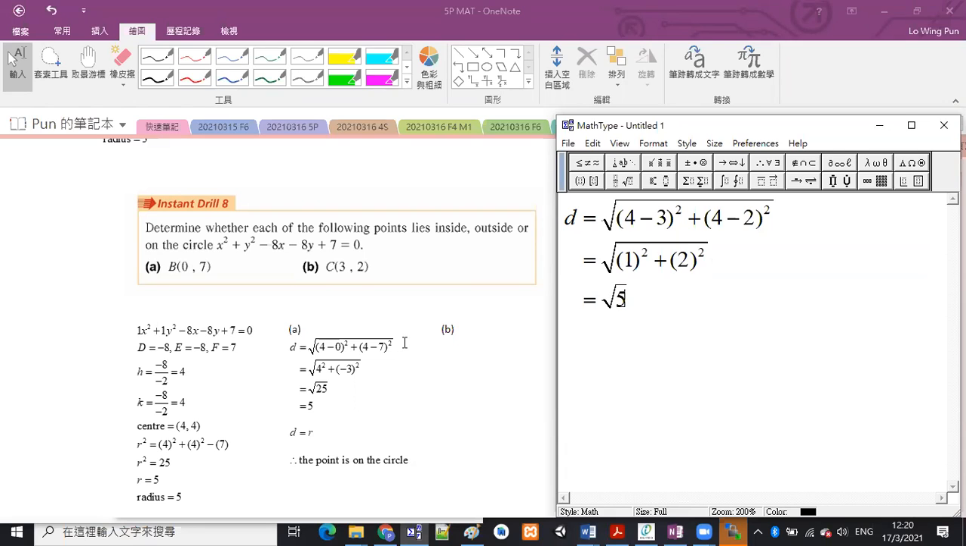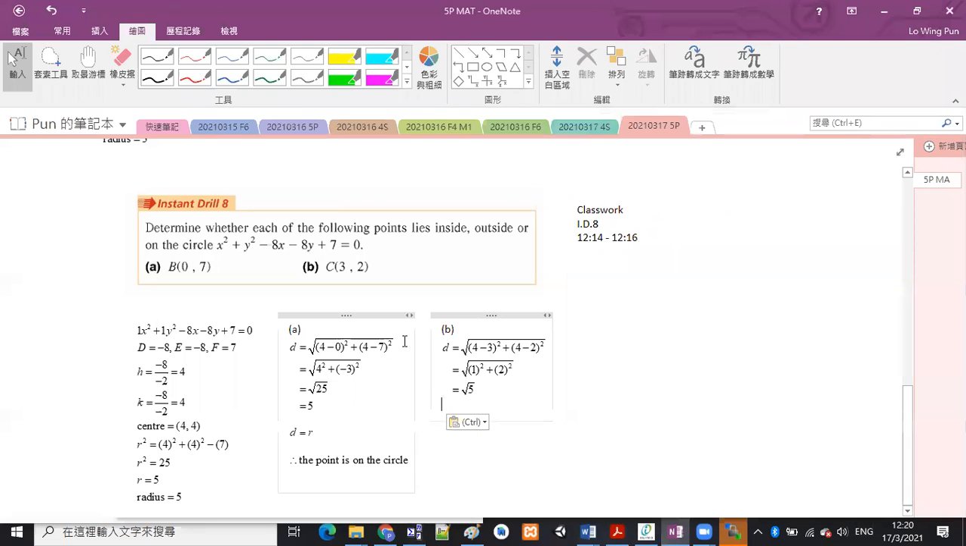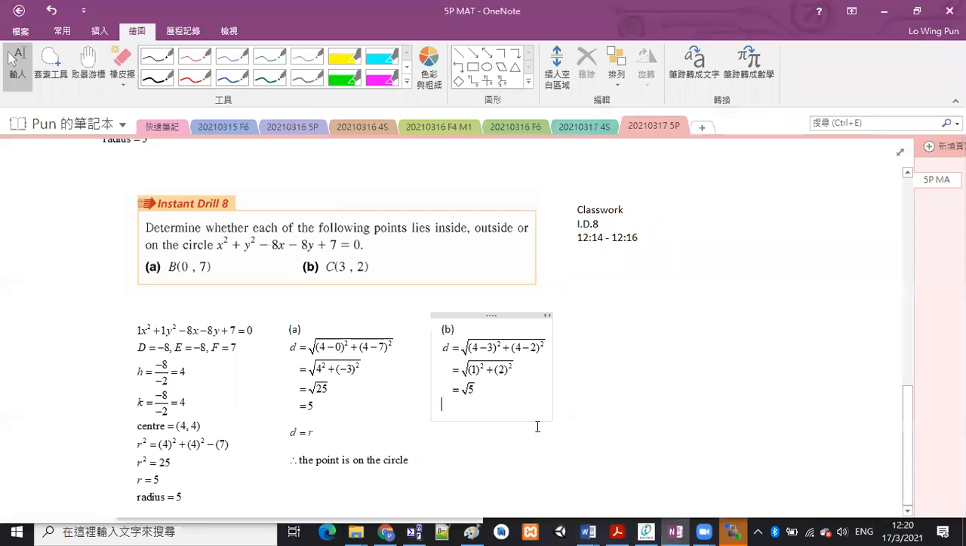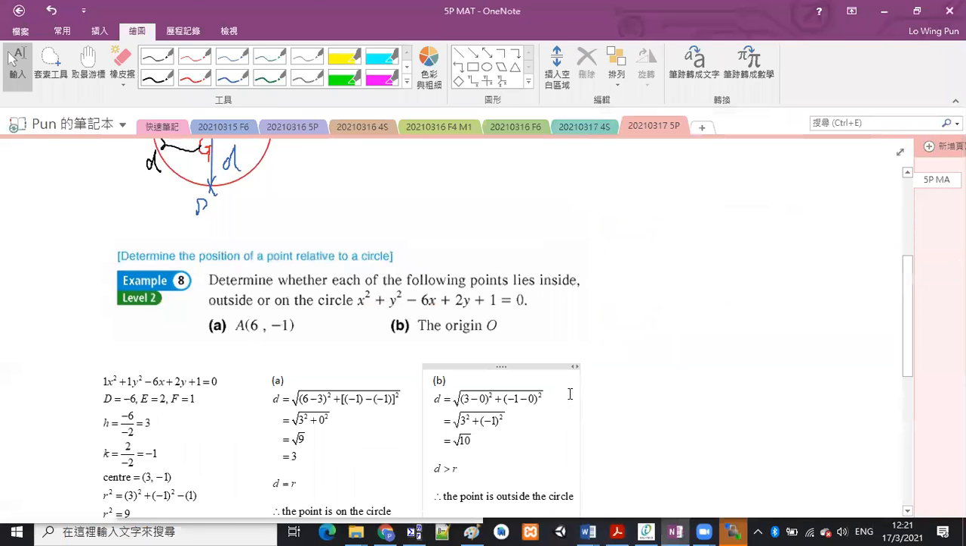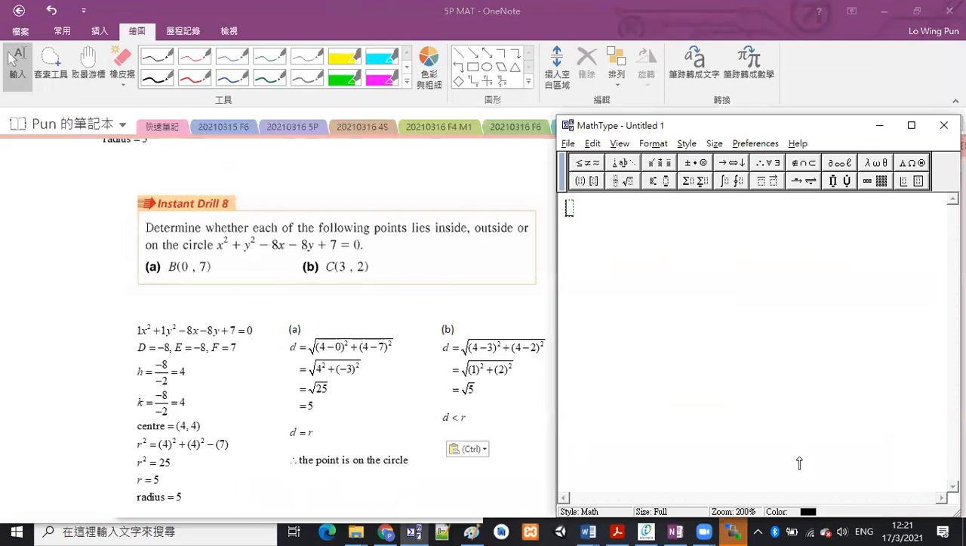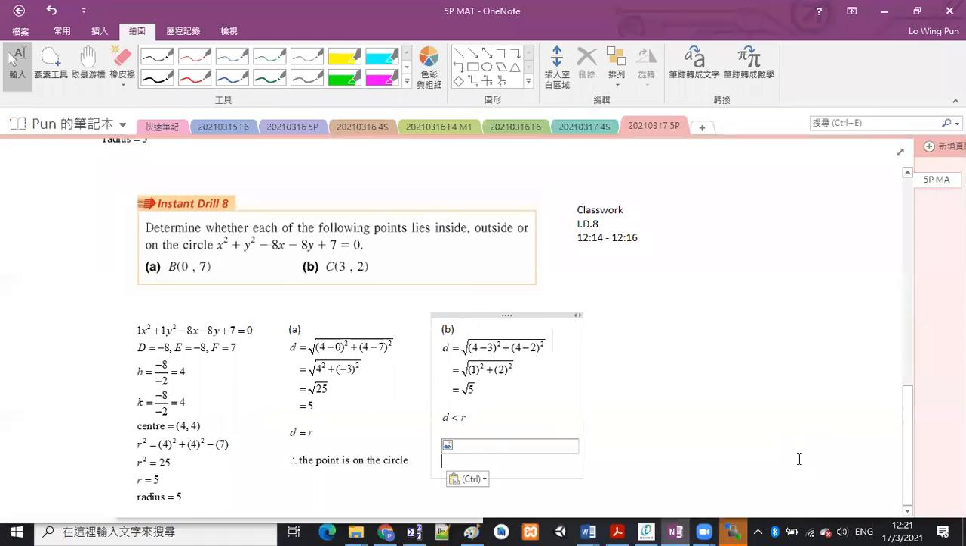But the square root of 5 is equal to 2 point something, which means that it should be less than r. So d is less than r. If d is less than r, then it belongs to case 3. Case 3, the point is inside the circle. Therefore, the point is inside the circle. Is that okay?